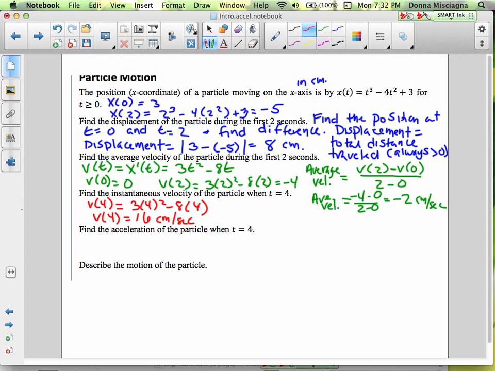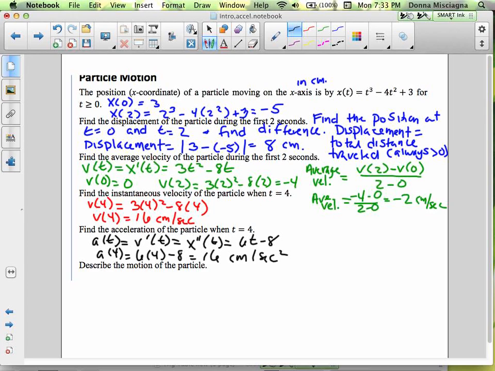Find the acceleration of the particle when t equals 4. Of course, first thing we're going to have to do is find the equation for acceleration. So we have a of t, which is the derivative of velocity, which is the second derivative of position. Looking at the velocity equation, the derivative of 3t squared minus 8t is going to be 6t minus 8. So a of 4 is 6 times 4 minus 8. So 24 minus 8 is 16 centimeters per second squared.